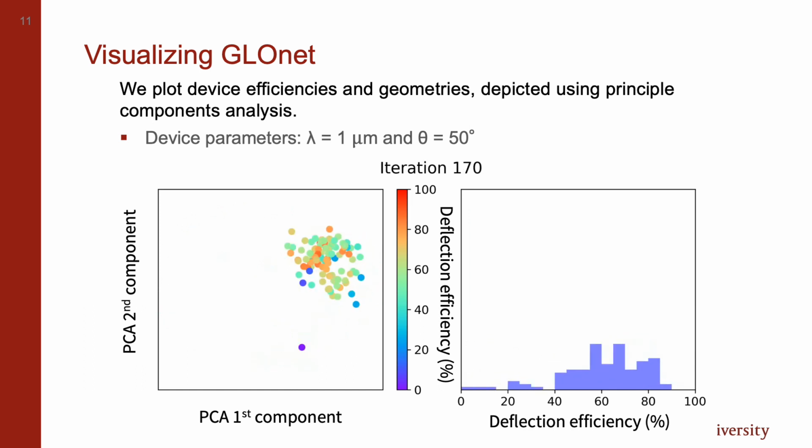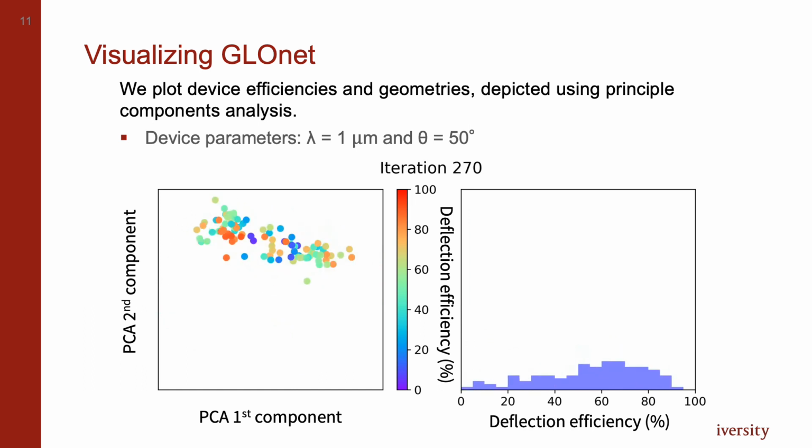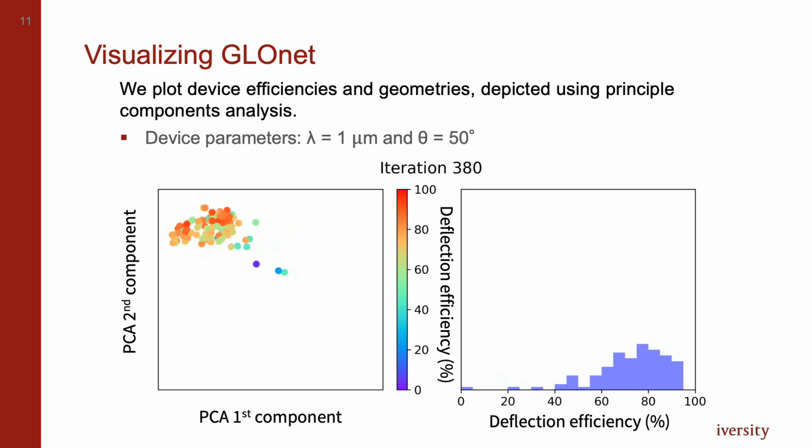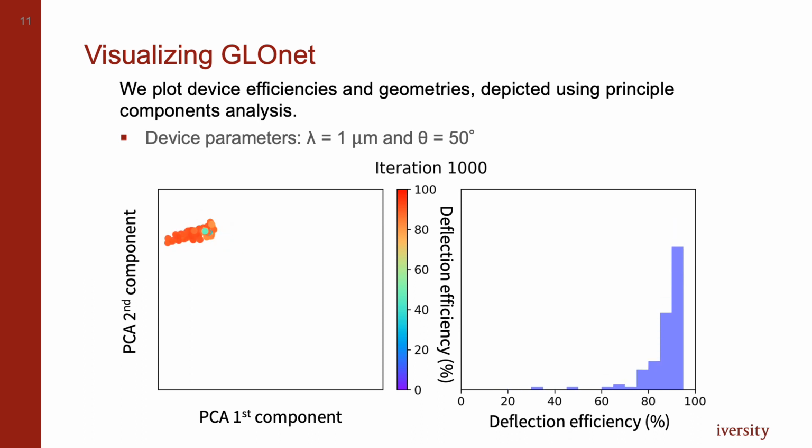Here's a movie to visualize the optimization process of GloNet. Device patterns are projected onto a 2D plane using principal component analysis. The variance of the stars stands for the diversity of the generated patterns. The color just represents the deflection efficiency. As the optimization goes, the distribution of devices gradually converges to a high efficiency cluster.